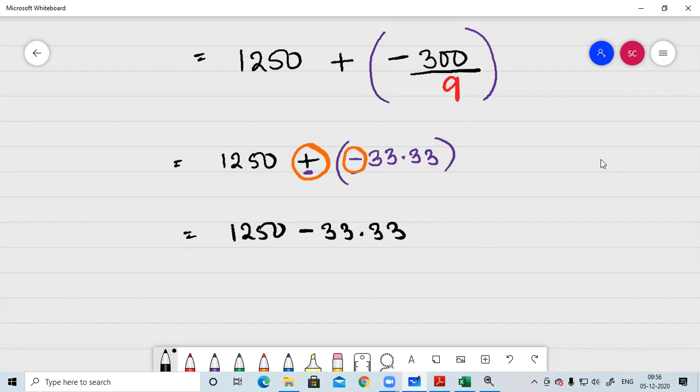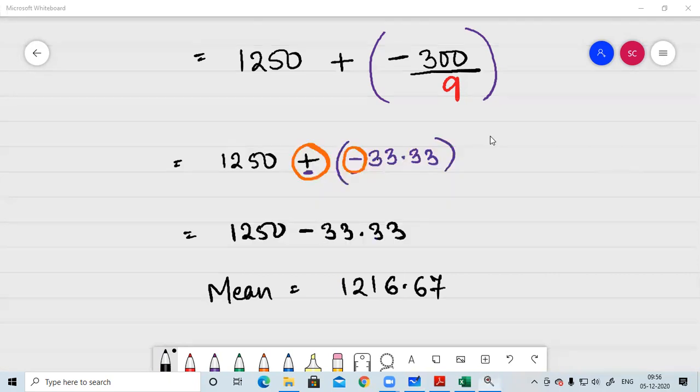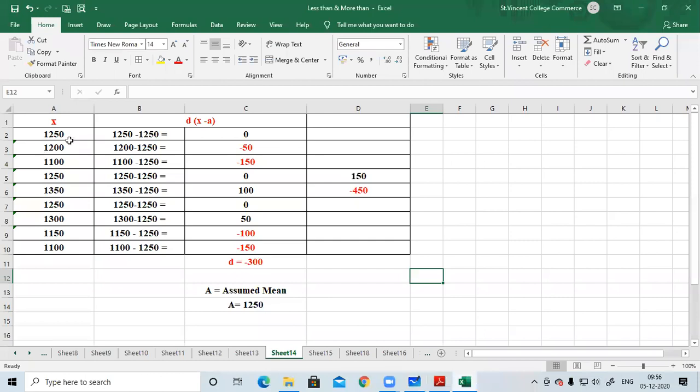What is the answer you get? 1216 point something. Others who did it without 1250, did you get the same answer? The ones who have taken 1100, did you get the same answer? Yes, sir. So this proves that you take any number in that range, any number between 1100 and 1250, your answer will remain the same.